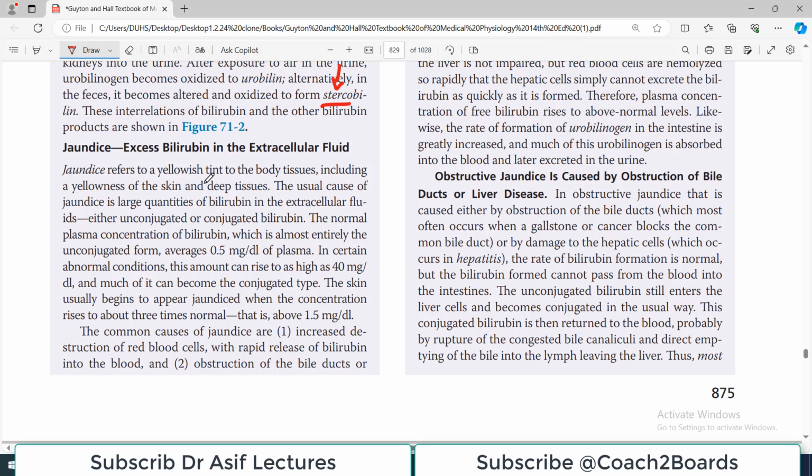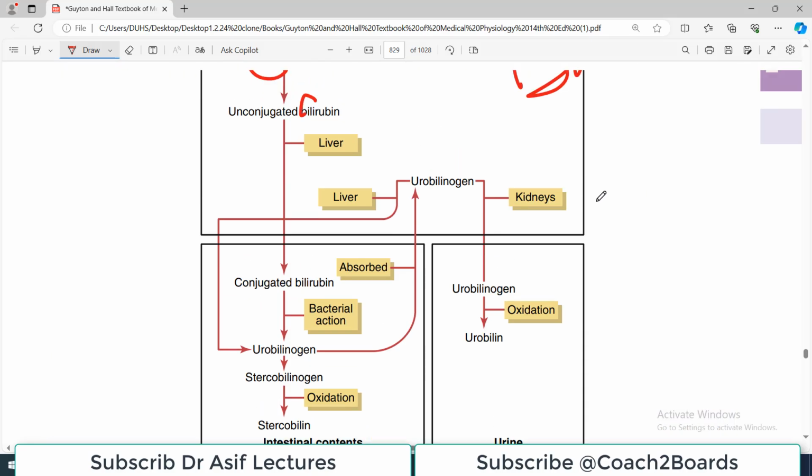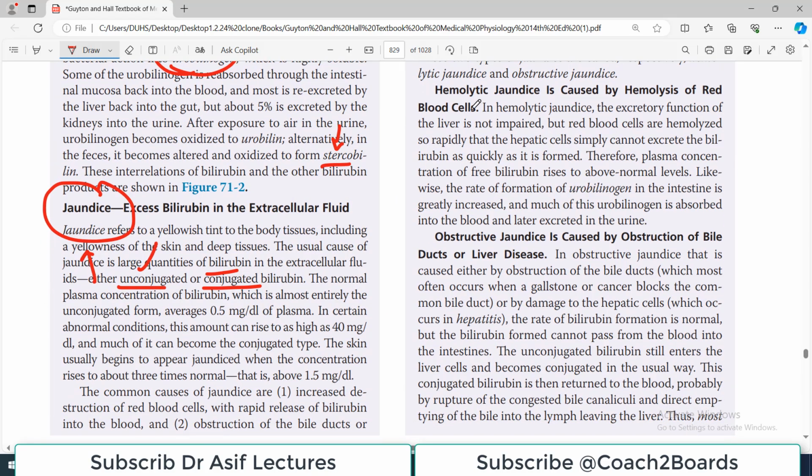So jaundice basically refers to the yellowish tint in the body tissue, and this is because of the high quantities of bilirubin, and it can be unconjugated bilirubin or conjugated bilirubin. Different causes. If there is more hemolysis, it may lead to unconjugated. If there are liver problems, then conjugated may be high. So depending upon what the cause is. I'm not going into the details of jaundice at the moment because we will have a separate video for jaundice later on. Hemolytic jaundice is caused by hemolysis of the red blood cells.